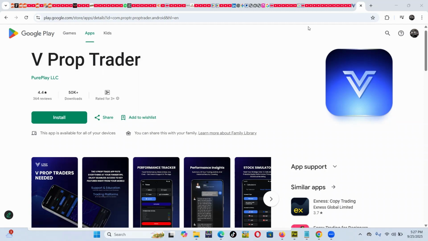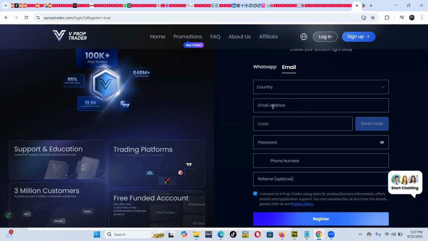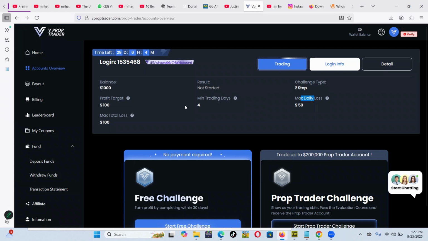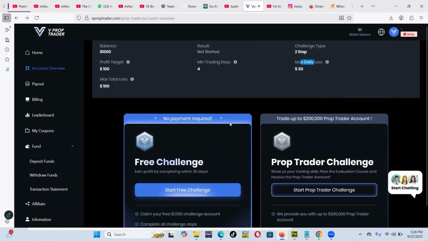It's called VProp Trader. We're going to see from the start how you sign up, and we're going to look at the cool features which you should expect in this app. I'm going to give you a general overview of how this platform works so that you can gauge and see if it's worthy for you.